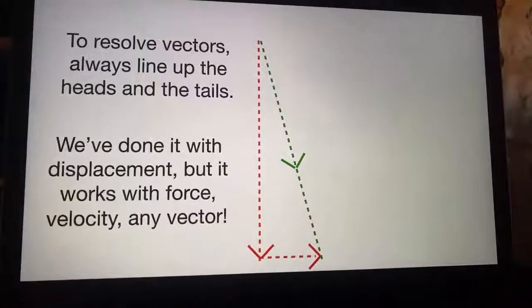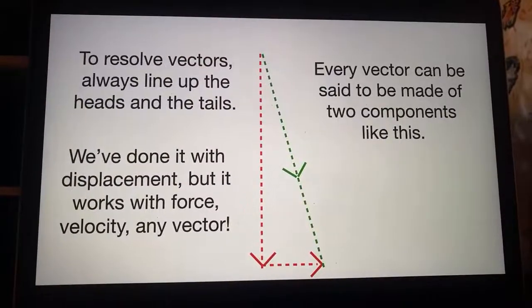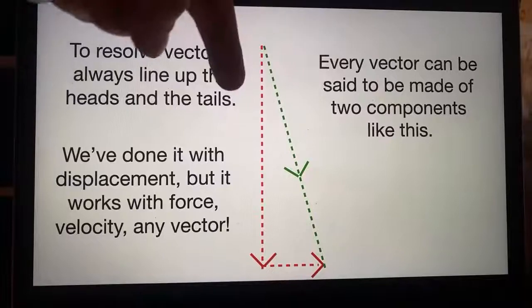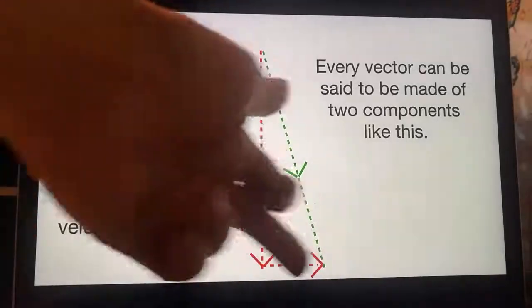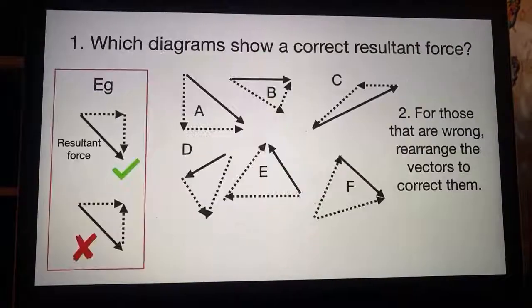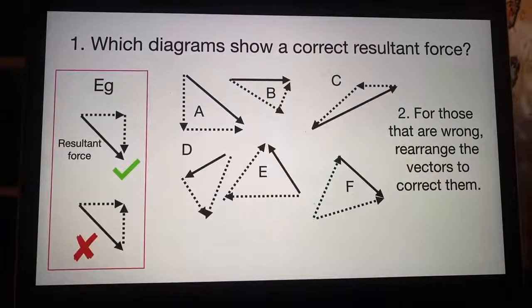We've been doing it with displacement, but all of this system works with force or velocity or any vector. In fact, every force, every vector can be said to be made of 2 components like this. Here you go. Here's your sheet. So hopefully fairly straightforward.